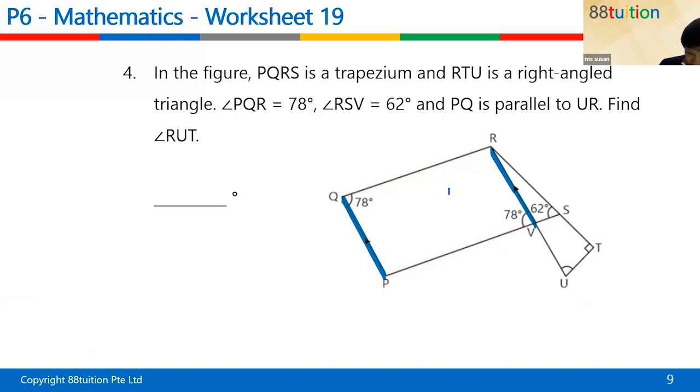Right, so P, Q, R, S is a trapezium. R, T, U.